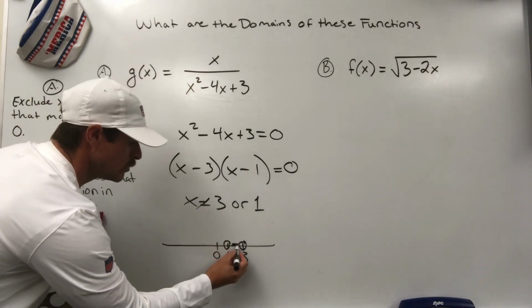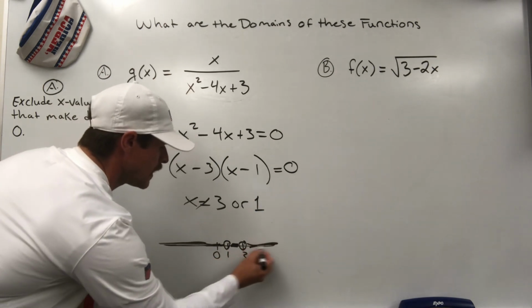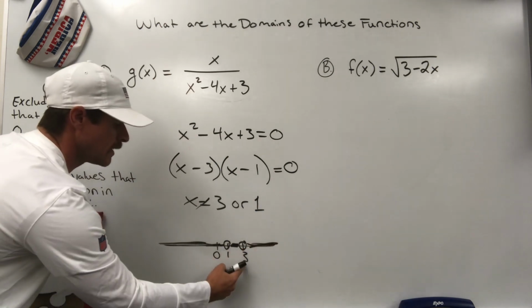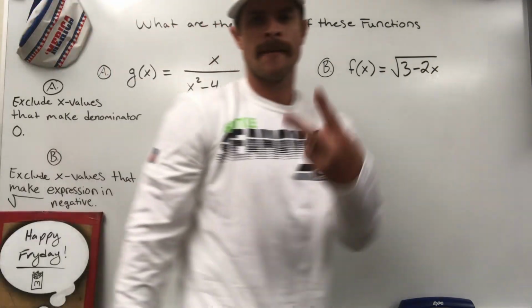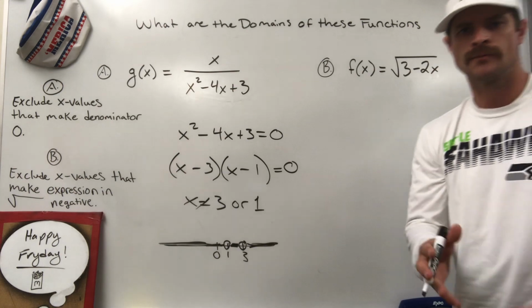So you're going to need to fill in everything to the left, everything to the right, but we are excluding 1 and 3. Those are the two values for x that would not be a part of this function's domain. Okay, hopefully that makes sense.